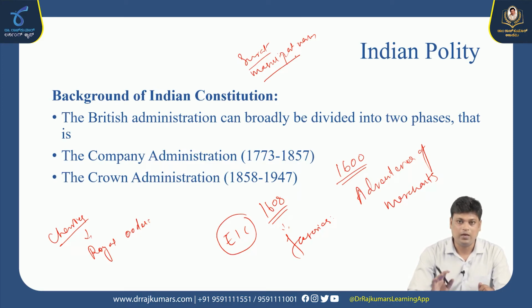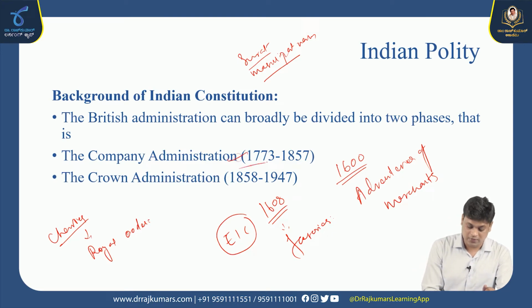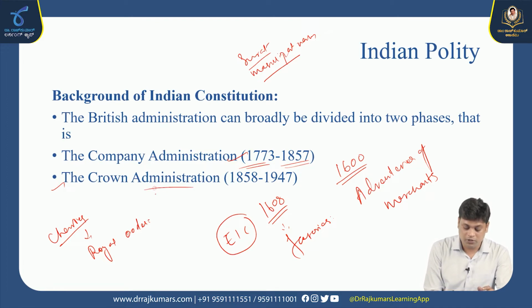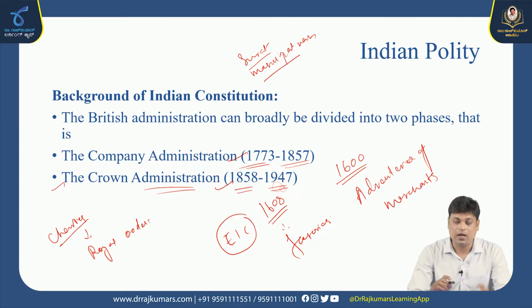which is popularly known as the Company Rule. That timeline runs from 1773 to 1857. After the 1857 revolt in India, the Crown itself took direct control over the administration of our nation. So 1858 to 1947, whatever acts and rule were made by the Crown, is known as Crown administration. So the background of the Indian Constitution is classified into two types: the Company administration from 1773 to 1857 and the Crown administration from 1858 to 1947.